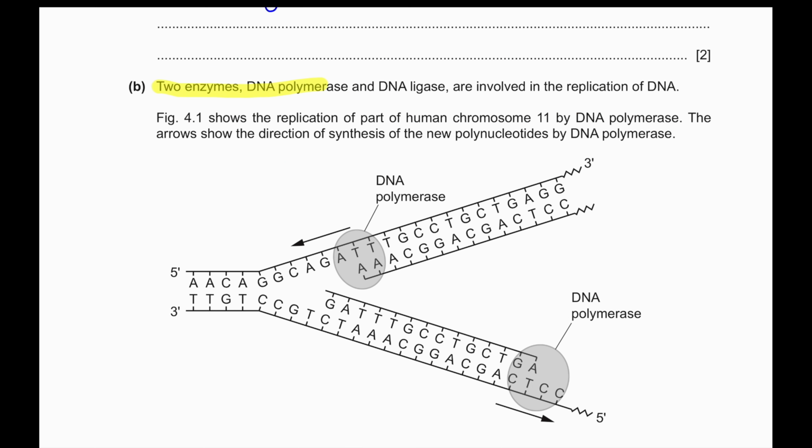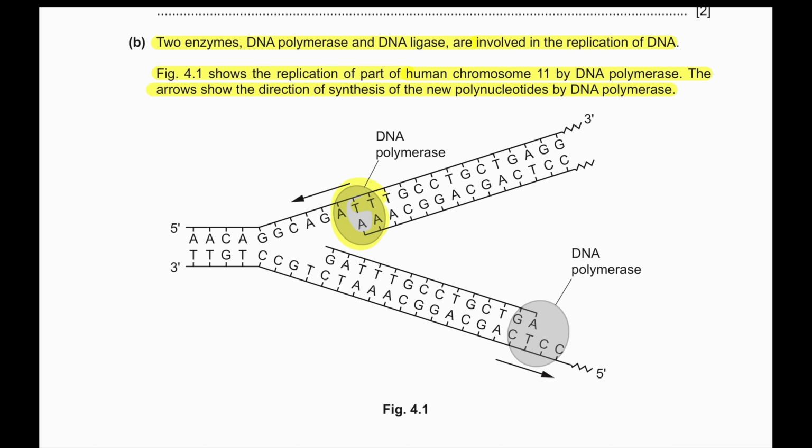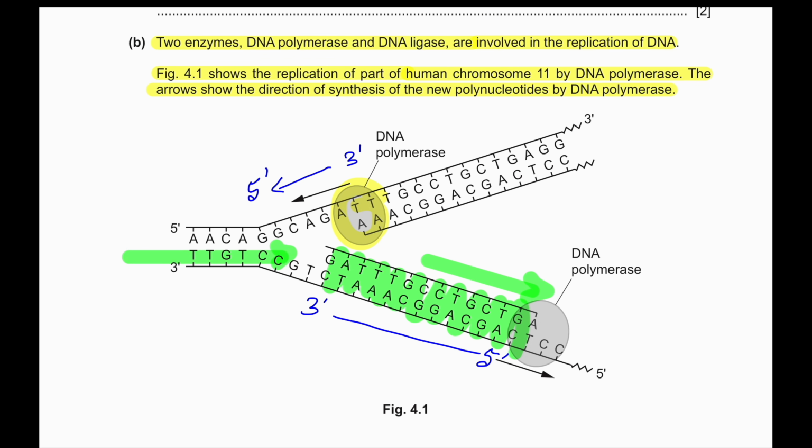Two enzymes, DNA polymerase and DNA ligase, are involved in the replication of DNA. Figure 4.1 shows the replication of part of human chromosome 11 by DNA polymerase. The arrow shows the direction of synthesis of new polypeptides by DNA polymerase. We can see DNA polymerase action. It always works from 3' direction towards 5'. So this other segment is being catalyzed in the reverse direction. So it will then move on from here and complete the rest of the job.